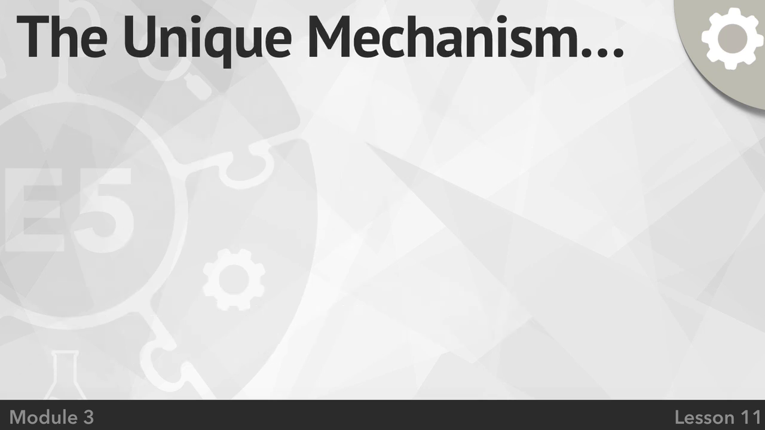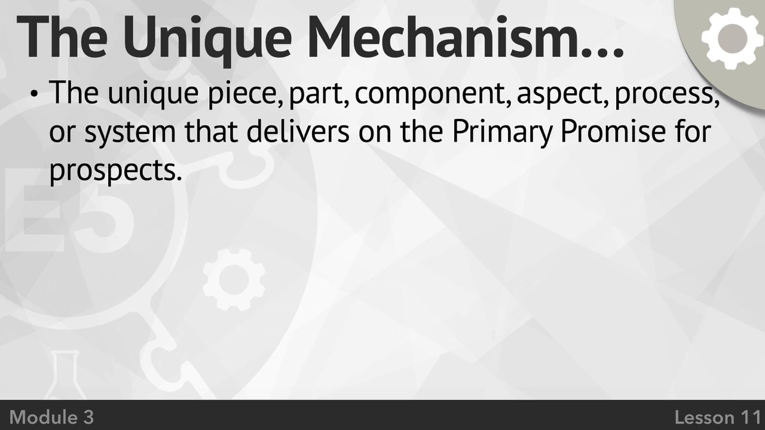Now, I've already talked a bit about the unique mechanism throughout our prior lessons and modules, but I want to cover this in more detail for you so you understand how to flesh out your unique mechanism and make sure that you actually have a unique mechanism. So again, what is the unique mechanism? It's simply the unique piece, part, component, aspect, process, or system of your product or service that delivers on the primary promise for prospects. It's the unique ingredient, unique element, unique component that gives your prospect the result.